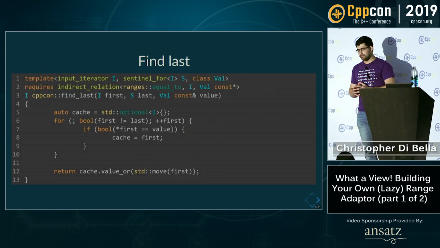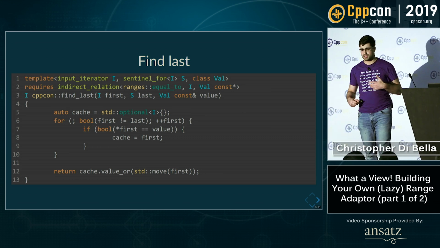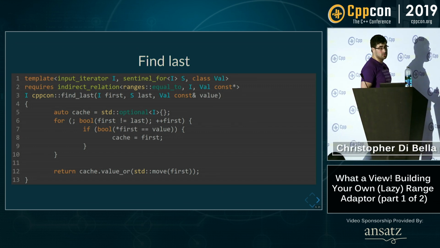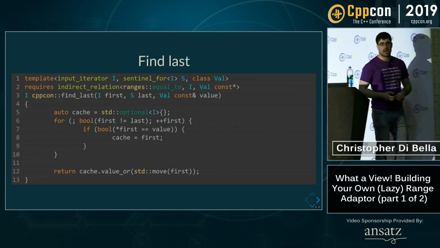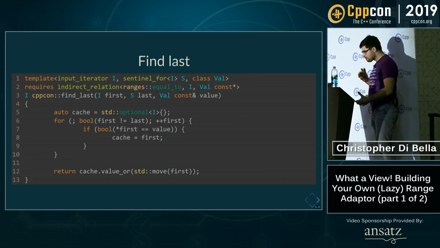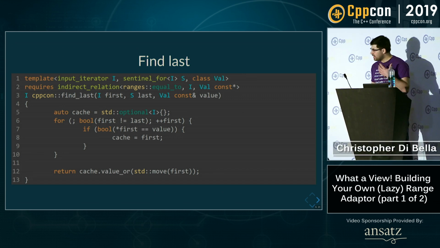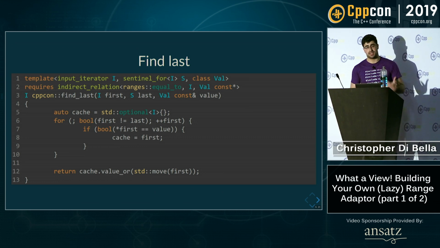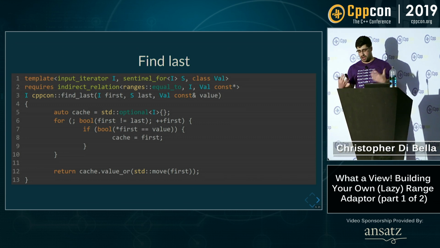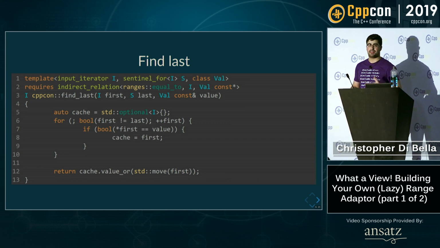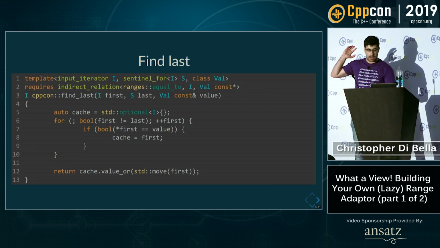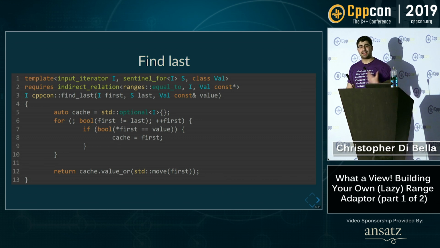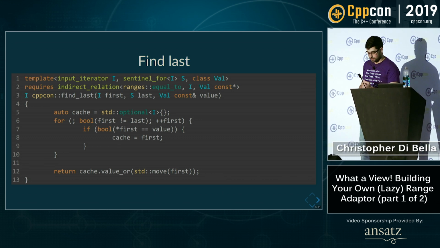So Zach Lane wanted to see an algorithm called find last introduced into C++20. We unfortunately didn't get time to review it in the library wording, so it didn't make it in. But here is an implementation of find last, which is like find. It's a linear search, but instead of find, which gives us the iterator to the first element, it provides an iterator to the last element that meets the value.